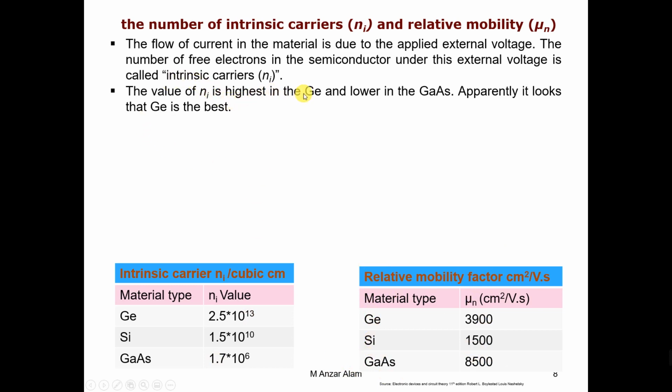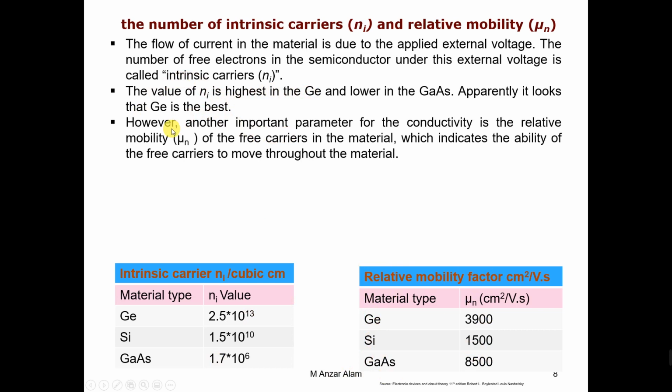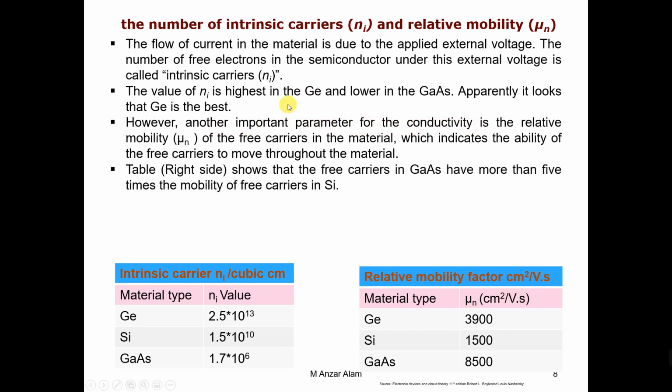The value of Ni is highest in germanium. However, another important parameter for the conductivity is the relative mobility mu n of the free carriers in the material, which indicates the ability of the free carriers to move throughout the material. The table shows that the free carriers in gallium arsenide have more than 5 times the mobility of free carriers in silicon.